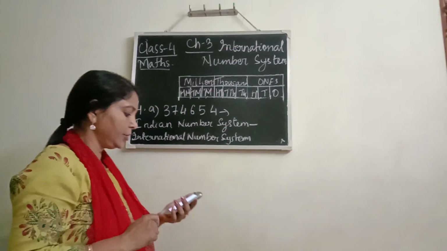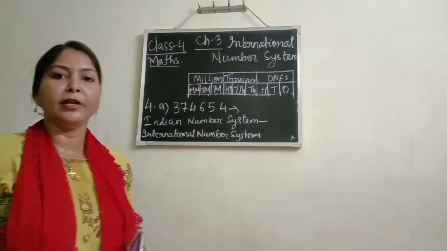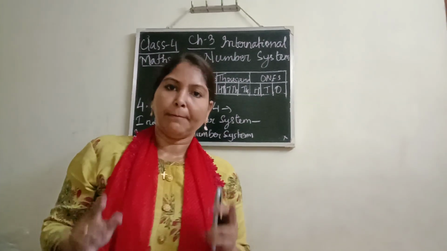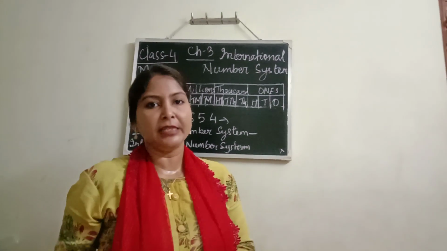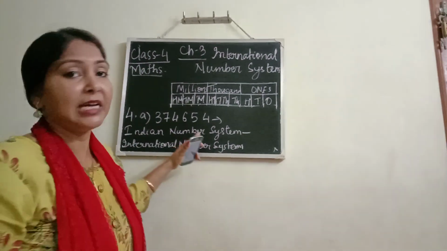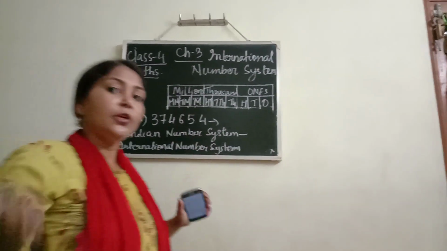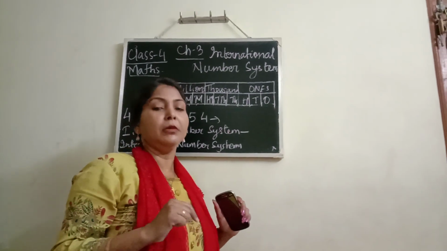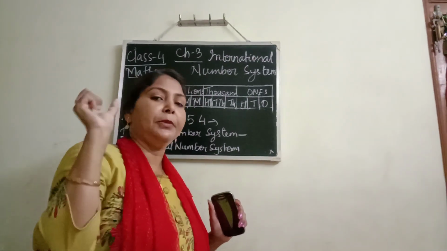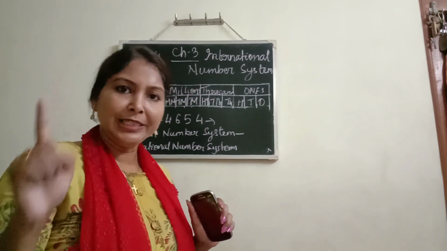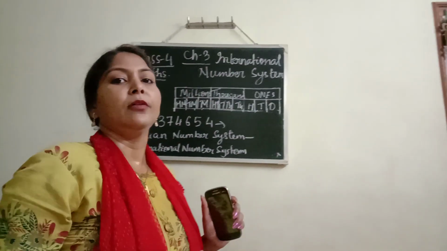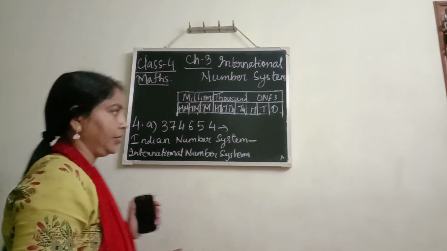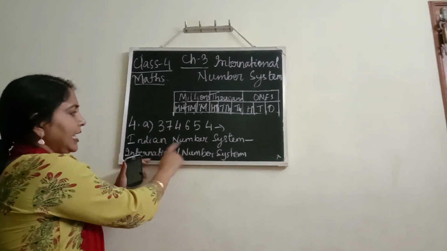Okay, so here we are doing question number 4, and in question number 4 there is one number given which you have to write in the Indian number system as well as in the international number system. So we'll start with the Indian number system. Now you remember, in the Indian number system what were the periods? First period was ones period, then thousands period, after that lakhs period, and then what was it? Crores period.